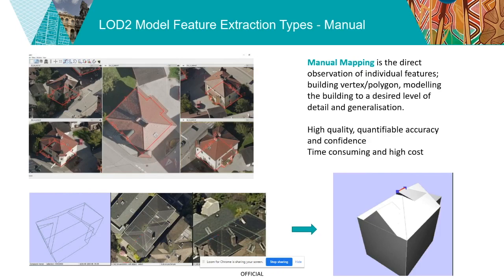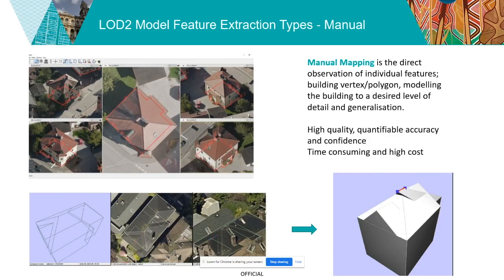This manual mapping could be LOD 0 models, building footprints, extracted from ortho imagery, or in the case shown, LOD 2 models from stereo imagery, modeling features from nadir, top-down, and oblique imagery. But this could have well been modeled from a LiDAR point cloud, for instance, or even from a street survey.